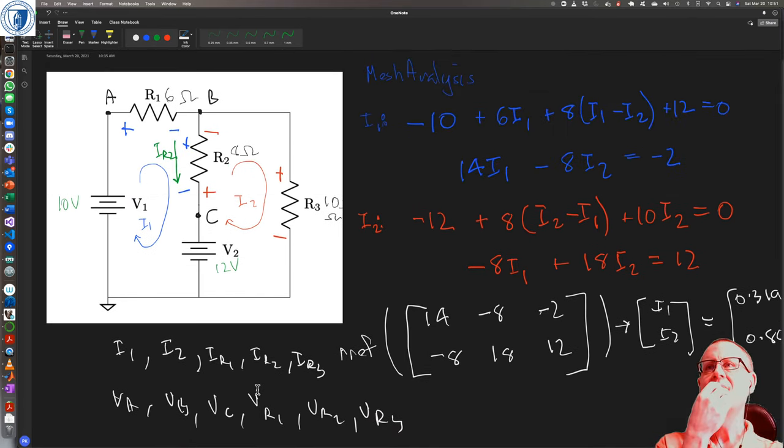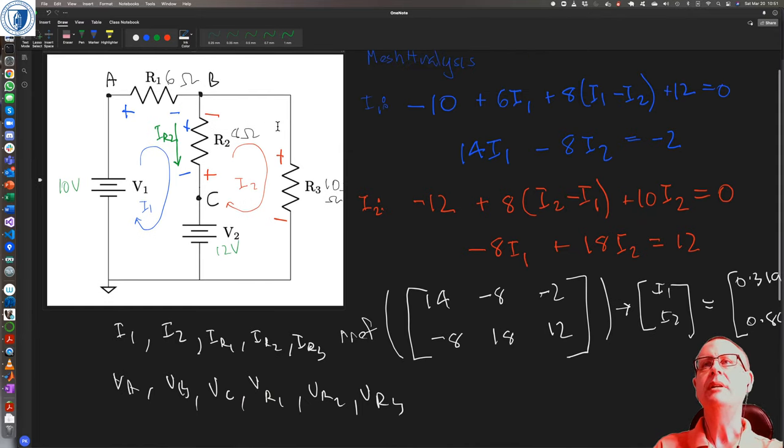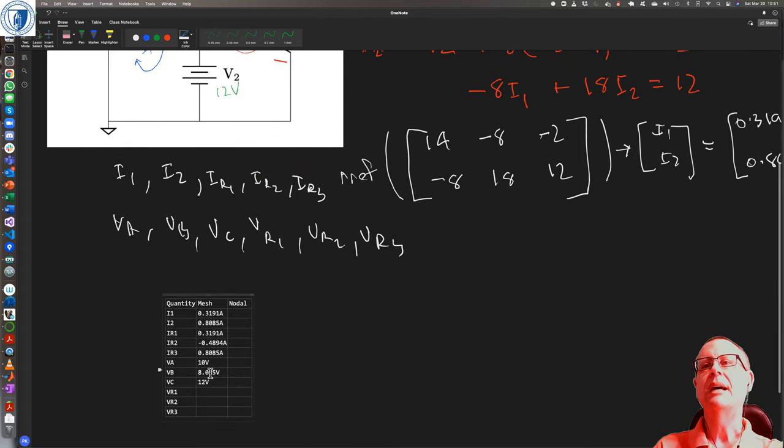8.085 volts. Okay. So now it might be possible for us to understand why IR2 is negative, right? We defined the direction to be this way, but what's actually happening is V2 is at 12 volts, node C is at 12 volts, but node B is only at 8.085 volts. So that means the current's actually flowing the other way, right? The current flows from higher potential to lower potential.